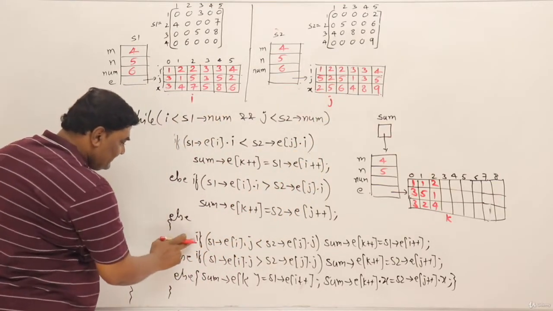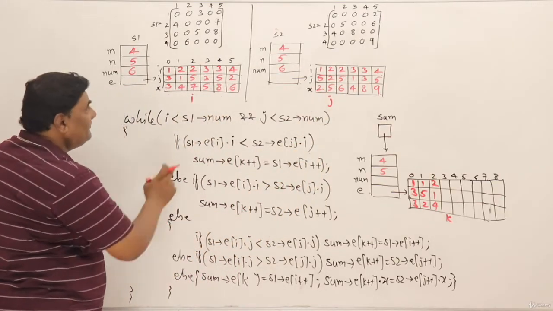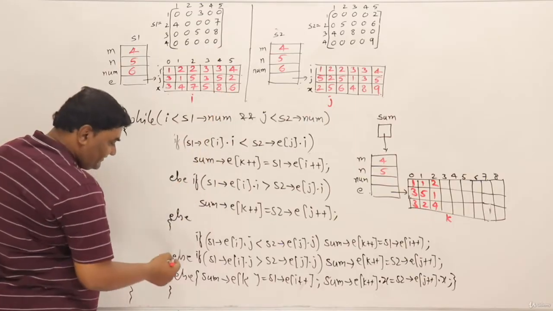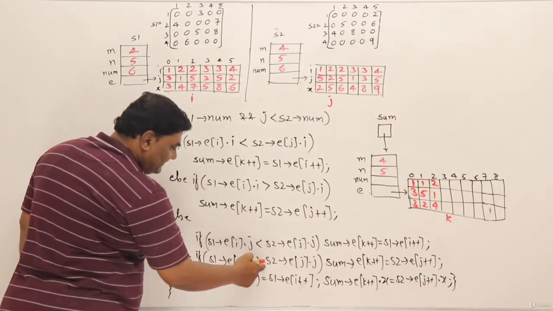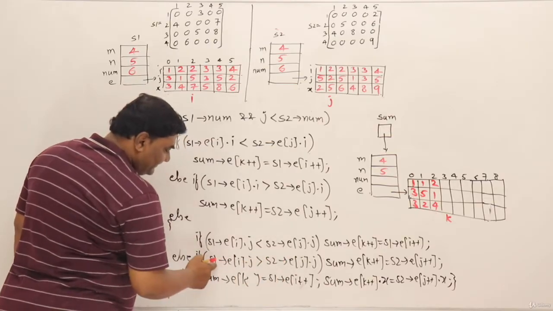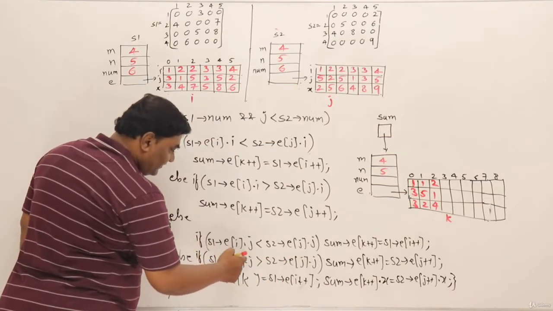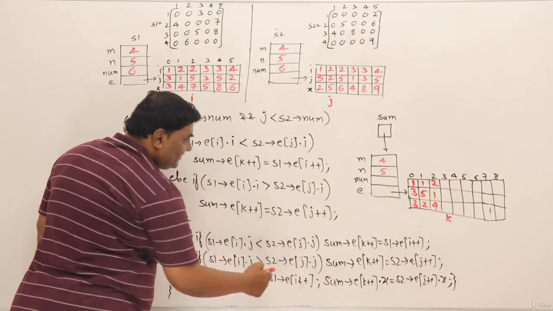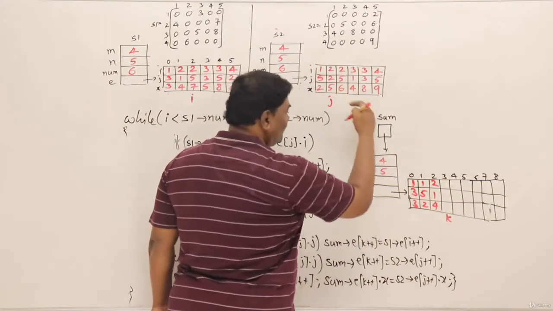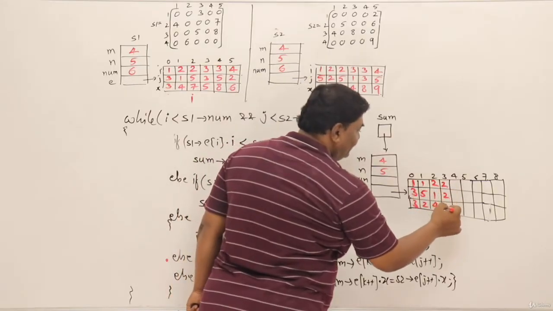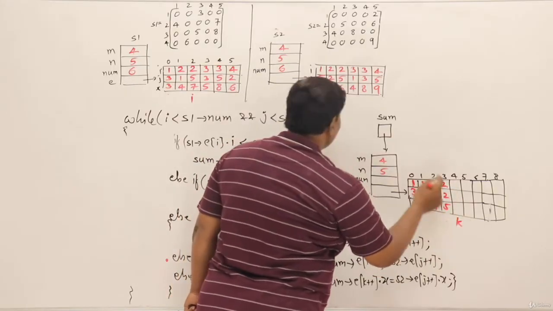So row numbers are same, which means it will go into the else part, but the column number is greater than that one. So this will enter into this else part. See, S1's column number is greater than S2's column number. So S2 will be copied. So 2, 2, 5 is copied and K is incremented.